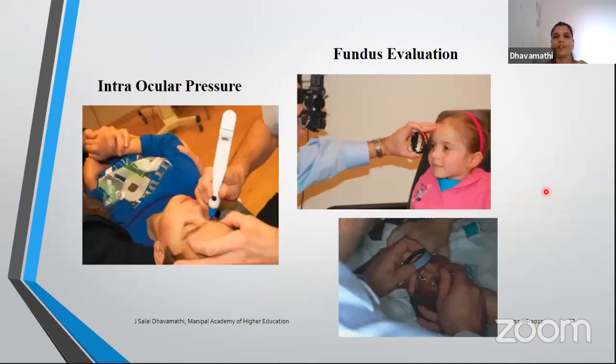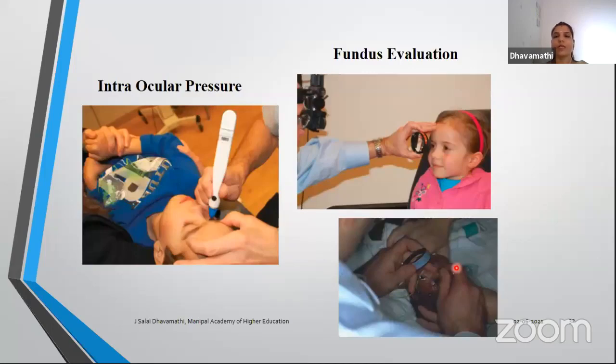Then comes the intraocular pressure. So intraocular pressure is also very important. You can do a finger tension test to just check in younger kids, and to quantify the intraocular pressure, you can always use a Tono-Pen or a GAT, Goldmann applanation tonometer. And then finally a fundus evaluation will be done with the help of a direct ophthalmoscope or the indirect ophthalmoscope.